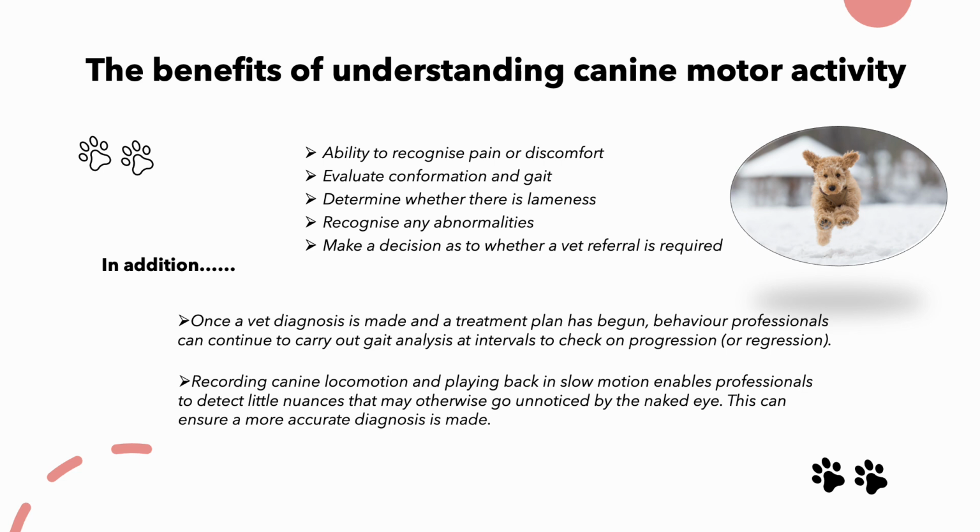The benefits of understanding canine motor activity are numerous, including we have the ability to recognize pain or discomfort. We can evaluate conformation and gait. We can determine whether there is lameness, recognize any abnormalities, and make a decision as to whether a vet referral is required. Plus, once a vet diagnosis is made and a treatment plan has begun, behaviour professionals can carry out gait analysis at intervals to check on progression or regression.